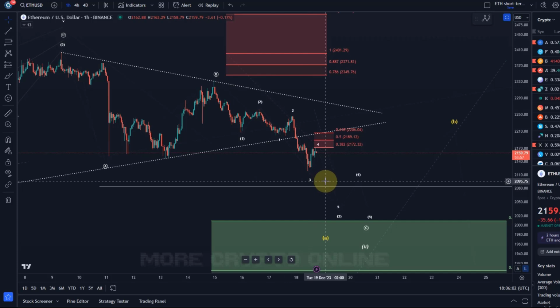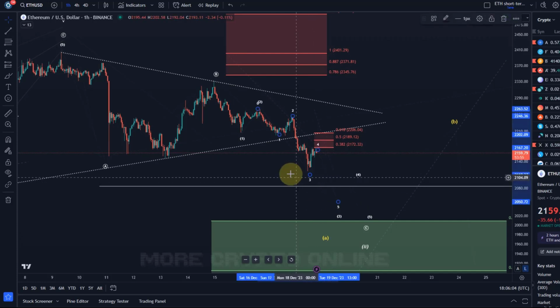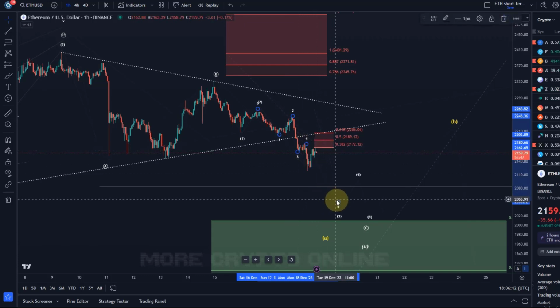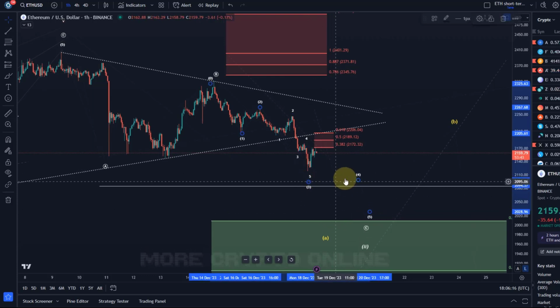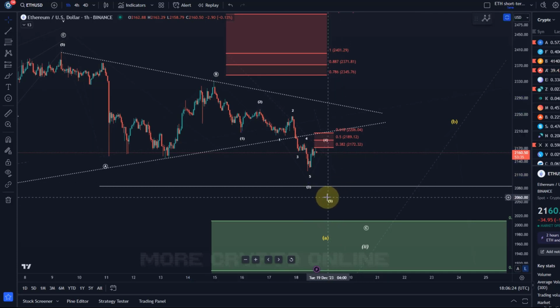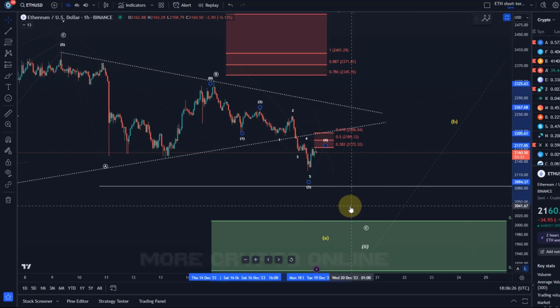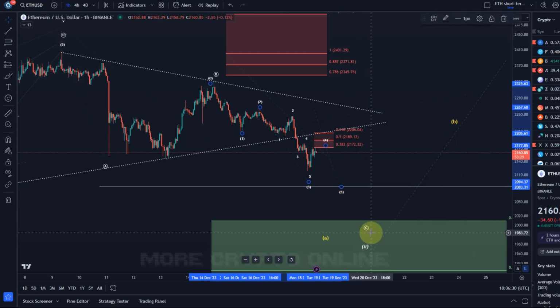What is also a little bit unclear, and I think I will change it to that just to keep it simple, is if we are still in this smaller degree third wave, or if this is the correct count. This would be more aligned with Bitcoin, so maybe we leave it like that. I like the look better. And then basically there is just one more low to come. We'll see where that takes us.